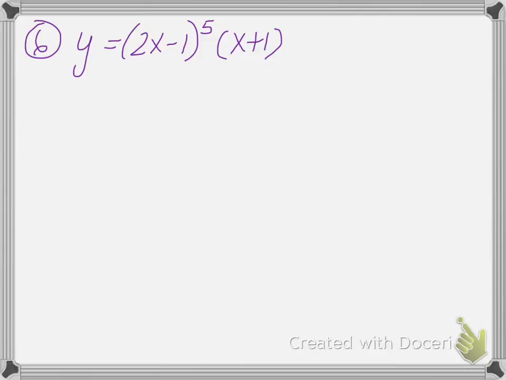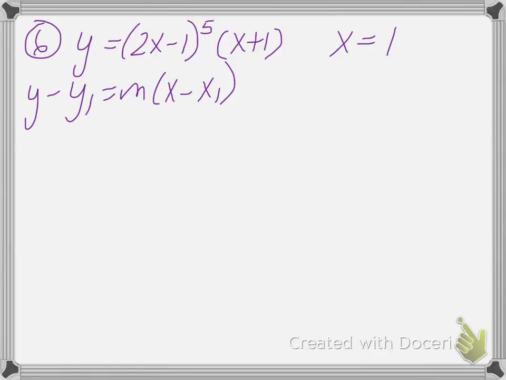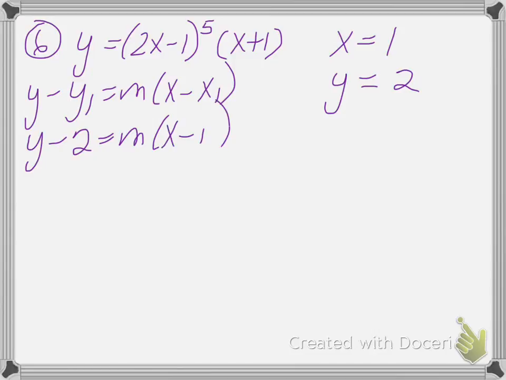Okay, for number 6, the answer was B. So we need an equation of the tangent line, so I'm going to start here. And we were told that x equals 1. So in order to find y, I'm going to plug that into the original function. And when I do, I'm going to find that y is equal to 2. Okay, so all I need is the slope.